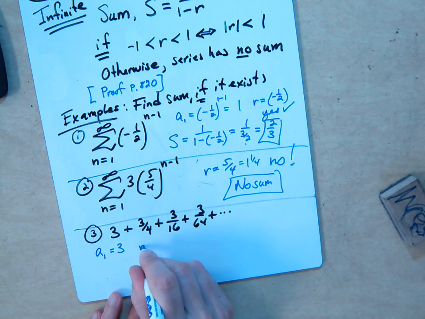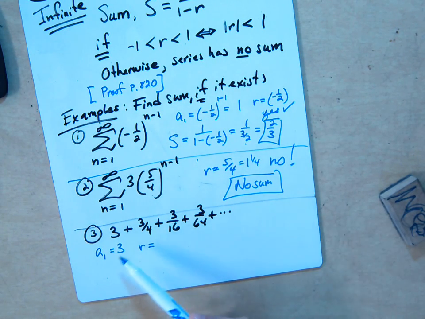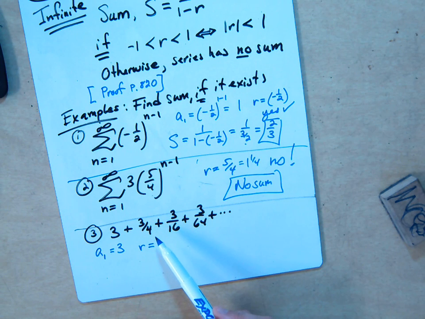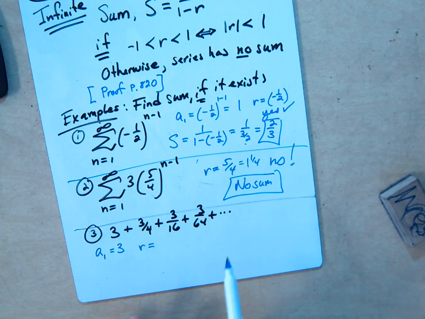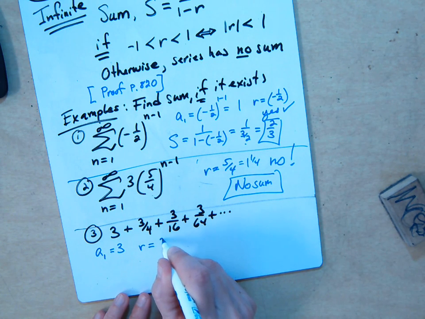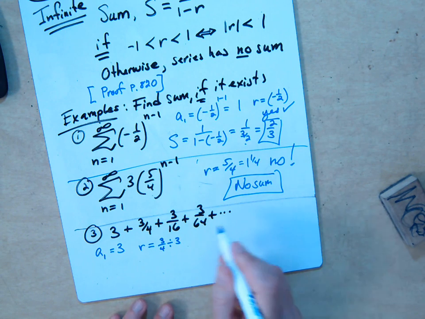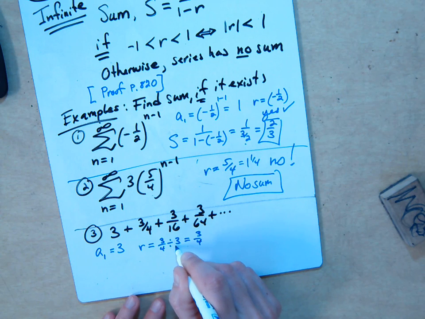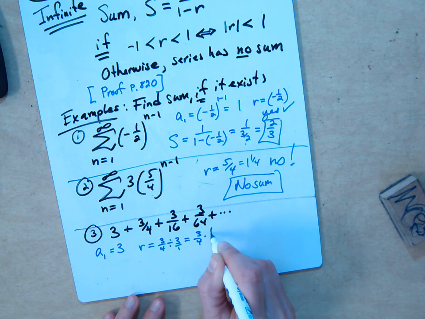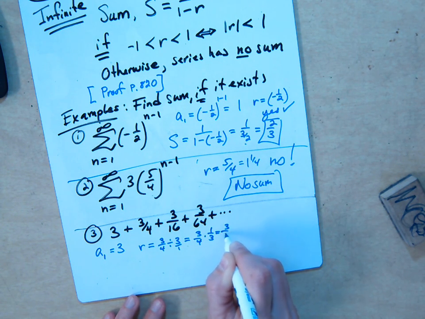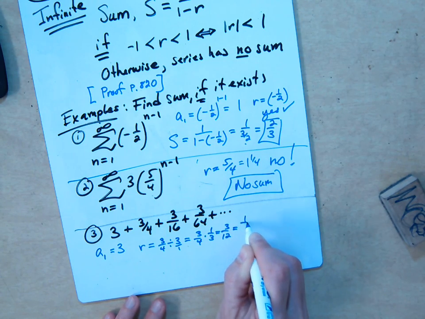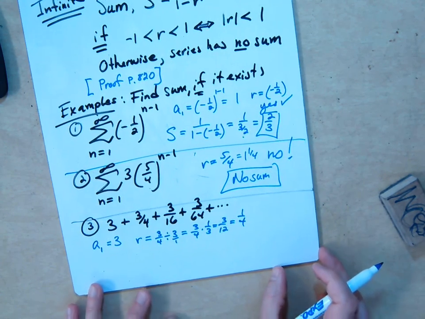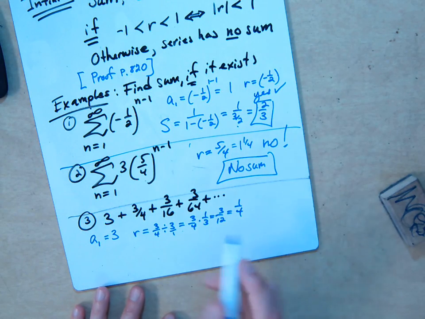The ratio, well, it's not obvious what you're multiplying 3 by to get 3/4. Maybe it is. But remember, your default when you're trying to find r is take any term like 3/4 and divide by the previous term. So if you did 3/4 divided by 3 over 1, that is the same as times the reciprocal, which is 3/12 or 1/4. So that's r.